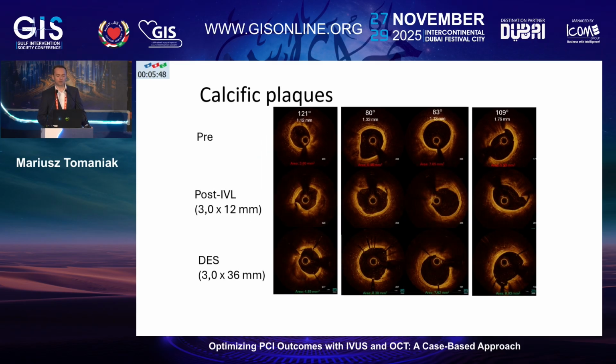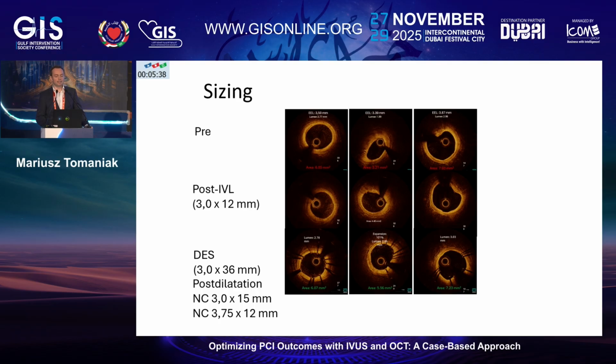Having all this information, I decided to go with intravascular lithotripsy with a balloon of 3.0 by 12 millimeters. Having performed the sizing using OCT, we then proceeded with DES implantation, 3.0 by 36, and post-dilated with an NC balloon, 3.75, based on OCT measurements.